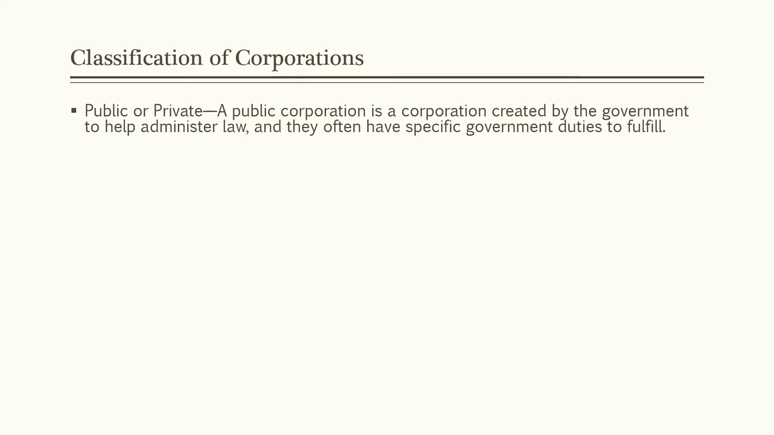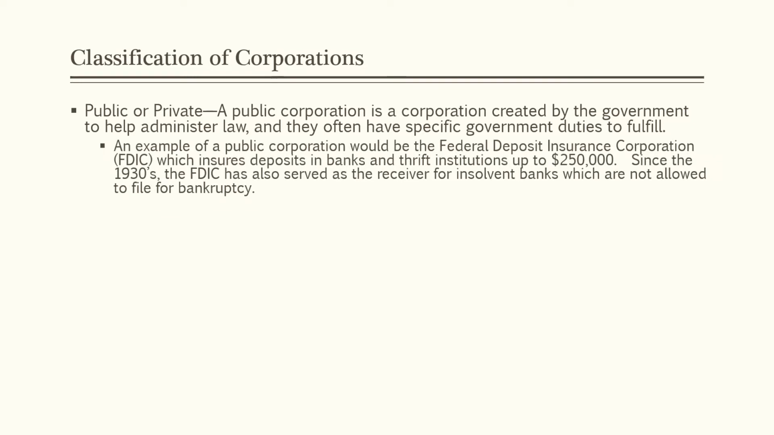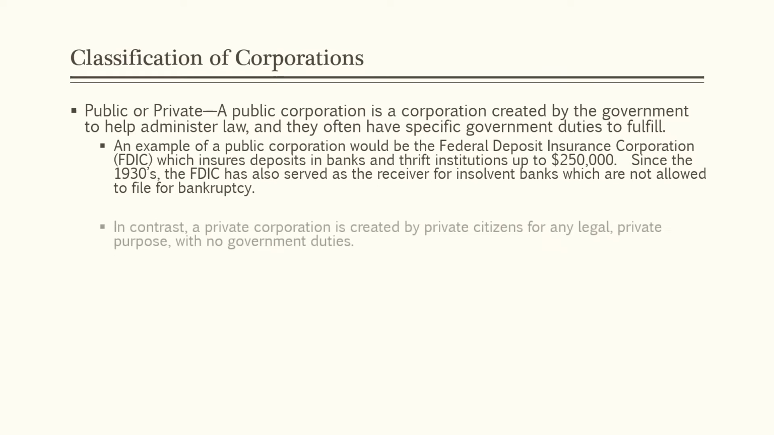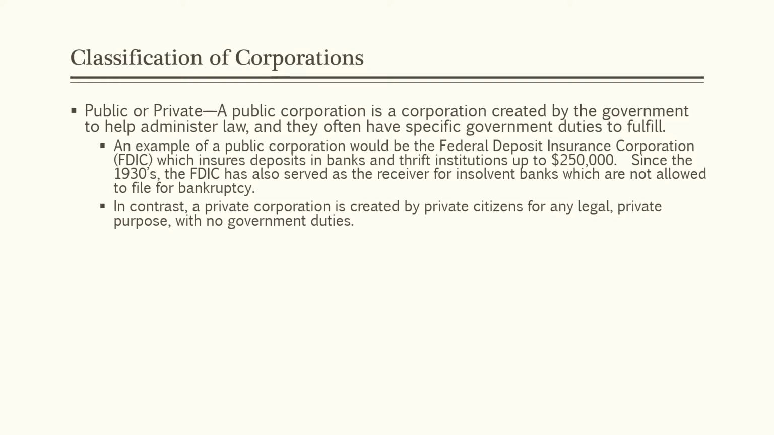A public corporation is a corporation created by the government to help administer law, and they often have specific government duties to fulfill. An example of a public corporation would be the Federal Deposit Insurance Corporation, the FDIC, which insures deposits in banks and thrift institutions up to $250,000. Since the 1930s, the FDIC has also served as the receiver for insolvent banks, which are not allowed to file for bankruptcy. In contrast, a private corporation is created by private citizens for any legal private purpose with no government duties.